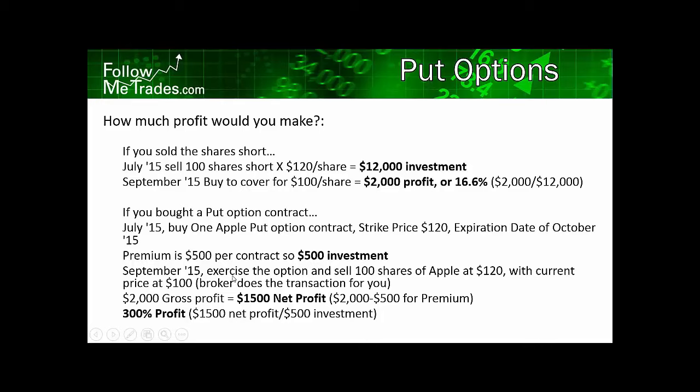And we were right, it went down, and in September we exercise the option and we sell 100 shares of Apple at $120 with the current price at 100. The broker does that for you in the background. You just go exercise the contract and the cash lands in your account. It's pretty simple. You get a $2,000 gross profit, $1,500 net because you had to pay $500 premium. So again, a 300% profit compared to a 16% profit.